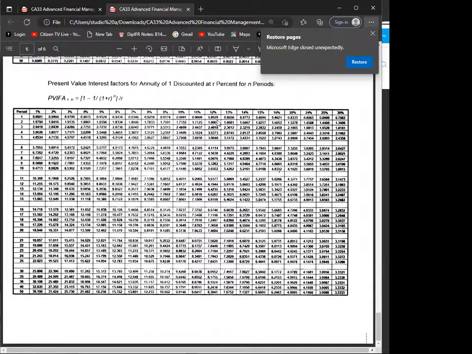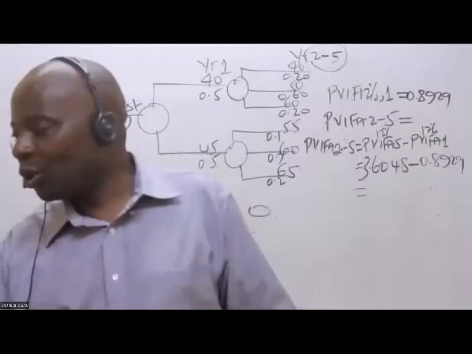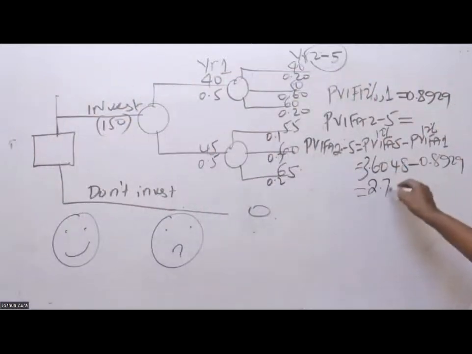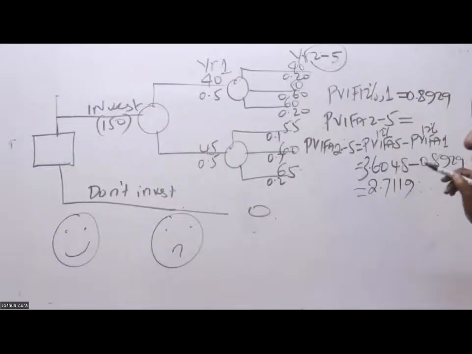You guys are bright. I'm so sure. So the net is 2.7119. And remember, I had shared with you this marking scheme. So you must have realized that the examiner gave you some 1 mark there.